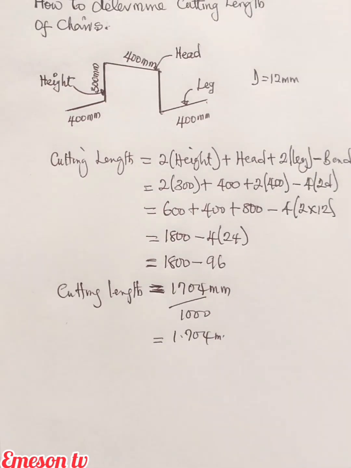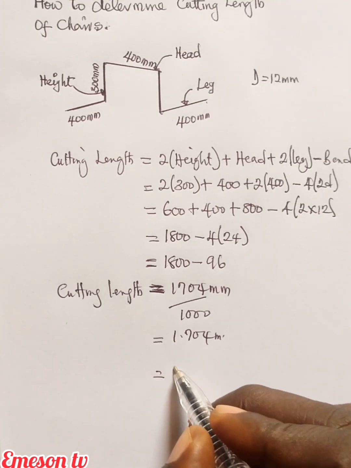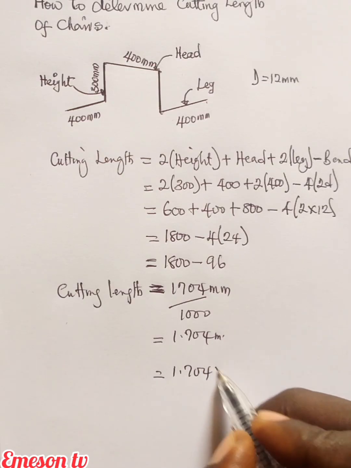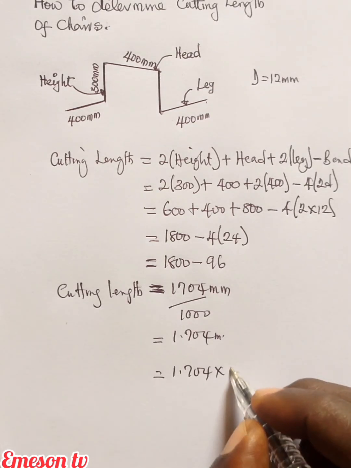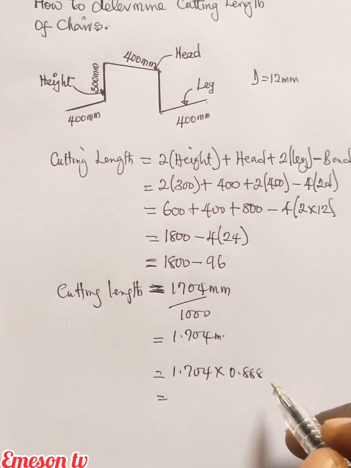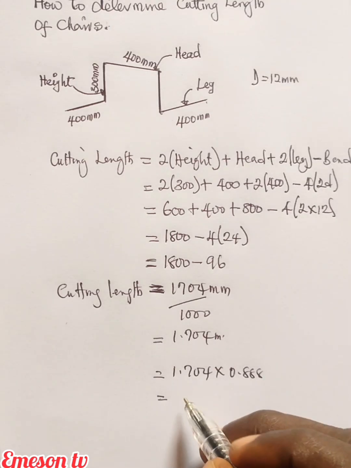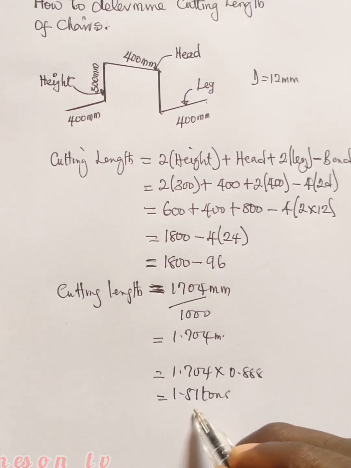Now if you want to determine the tonnage for this chair, if you are asked to determine the tons, you calculate for one and multiply by the total number of chairs you have, either in your slab or any element you're working with. So this is what you need to do. You take this effective length multiplied by the unit weight of a 12 mm bar, which is 0.888. Multiplying this by this will give us 1.51 in tons.